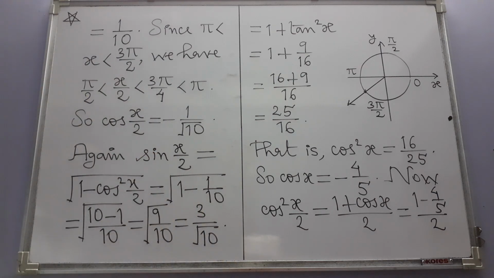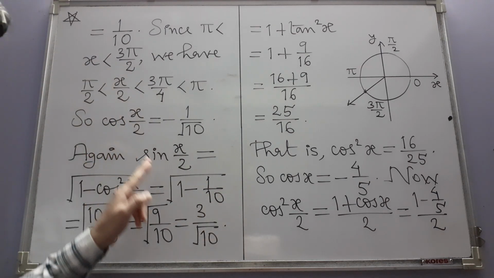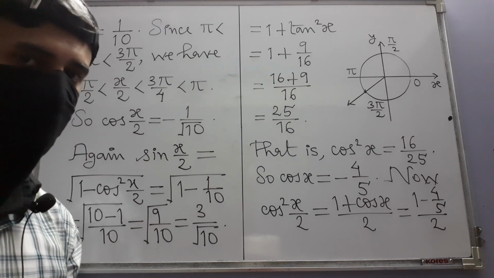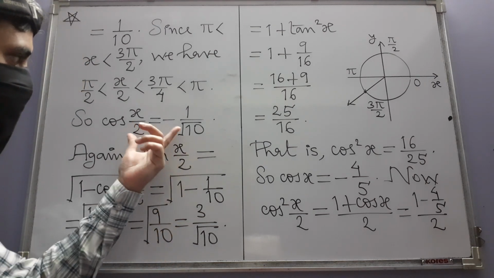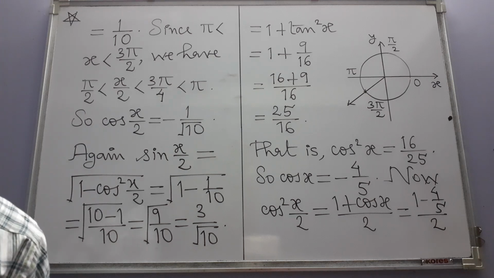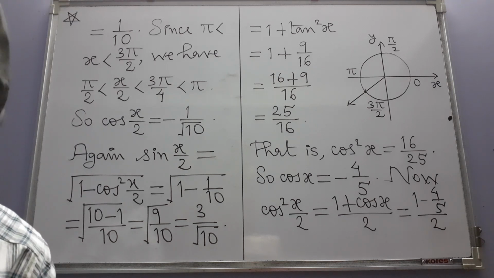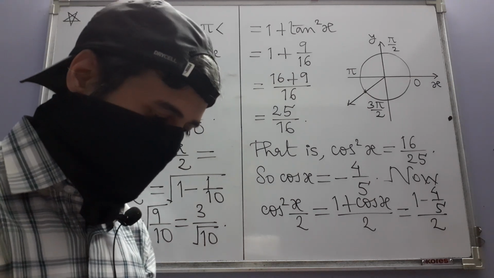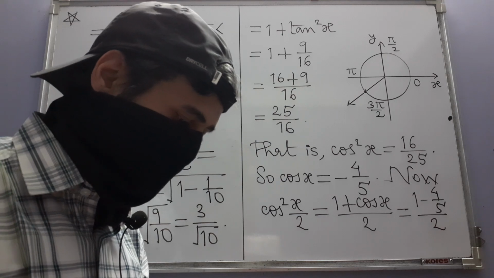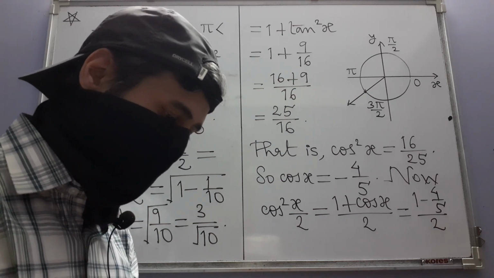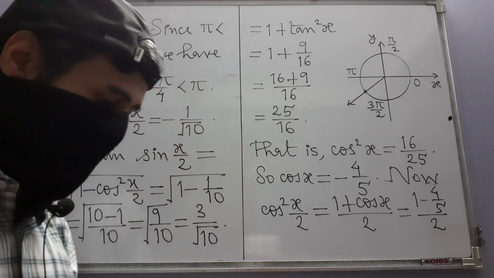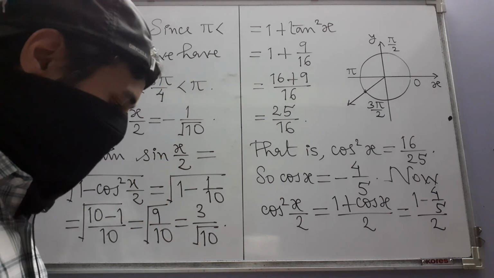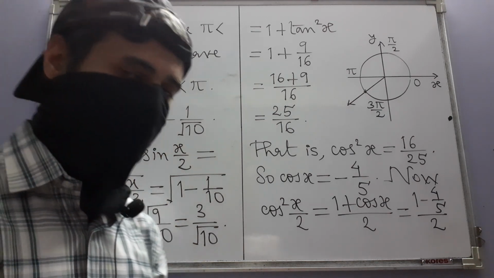Okay, so you have found cos x over 2 and sin x over 2. So now it's very easy to find tan x over 2 because it's sin x over 2 divided by cos x over 2. Let me see if I really found the correct answers or I made any mistake. Minus 1 over square root of 10 is the cosine value and 3 over root 10 is the sine. Yeah.